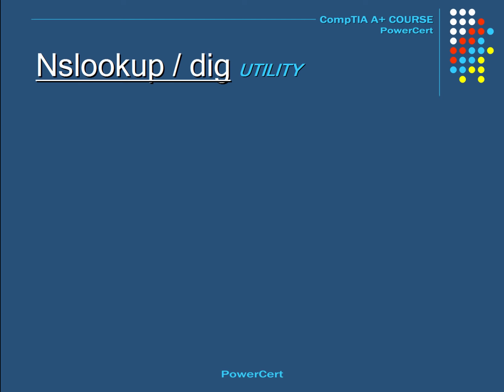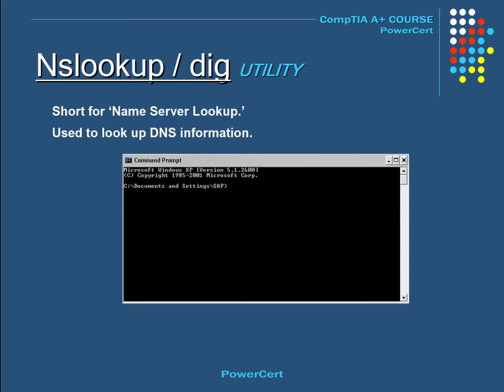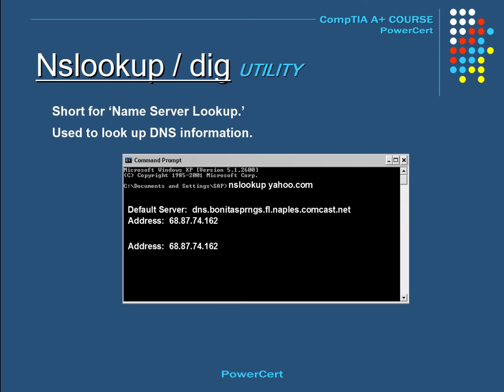And our last utility is called nslookup. This name is short for Name Server Lookup, and this utility is used to look up DNS information. So for example, at a command prompt, if you type in nslookup along with a domain name such as yahoo.com, the result will give you the DNS information for the Yahoo domain. And the dig command is the Unix version of nslookup. It does the same thing.